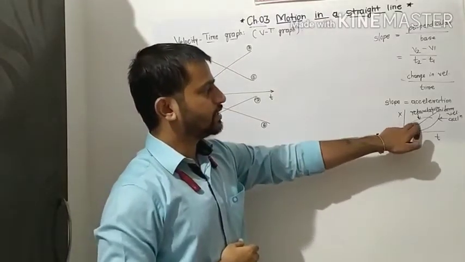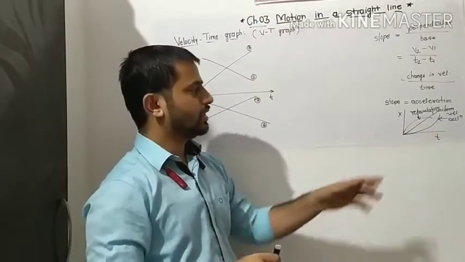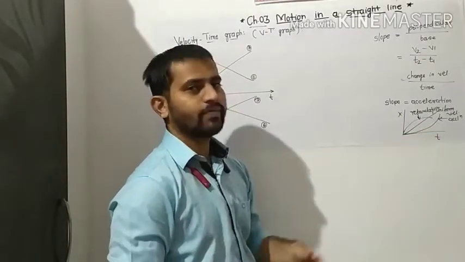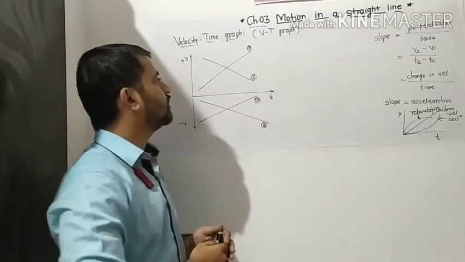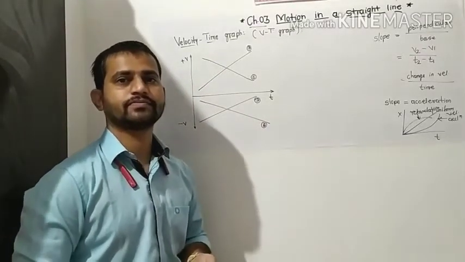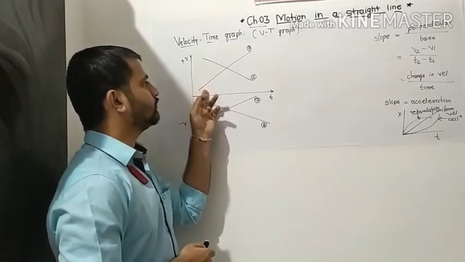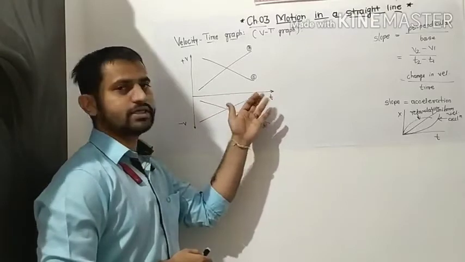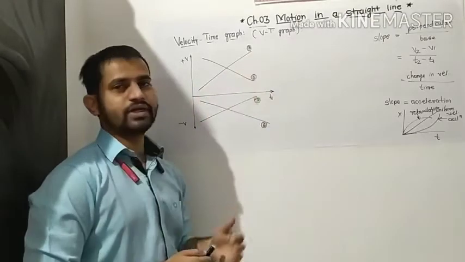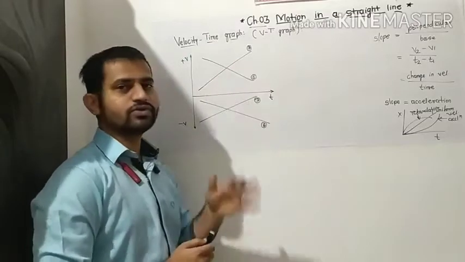In the xt curve, the retardation is a concave shape and the acceleration is a convex shape. And in case of the VT curve, how do we find out where is the acceleration and where is the retardation? If we observe here, we come to know that as the time changes, the velocity also goes on increasing.